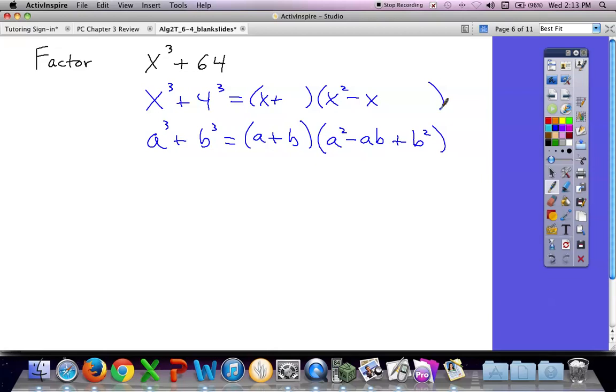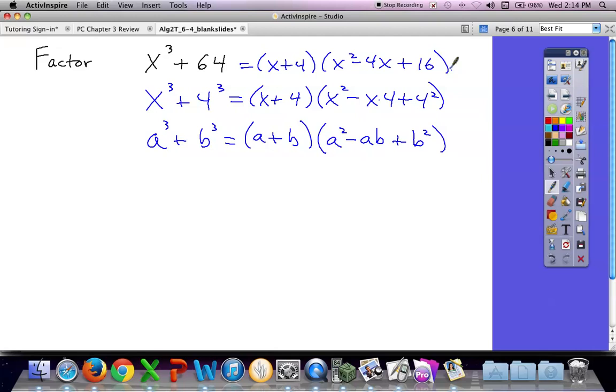Okay, what is it that represents the b? 4, right? So put in a 4 minus times 4 plus 4 squared. Okay, simplify. Equals x plus 4 times x squared minus 4x plus 16.